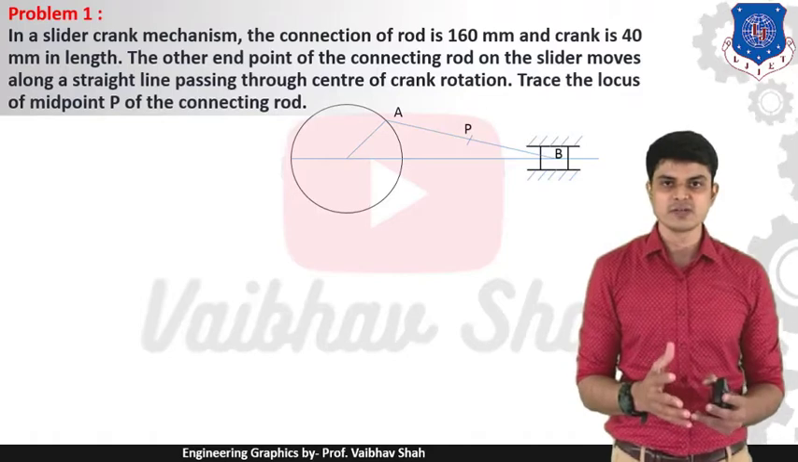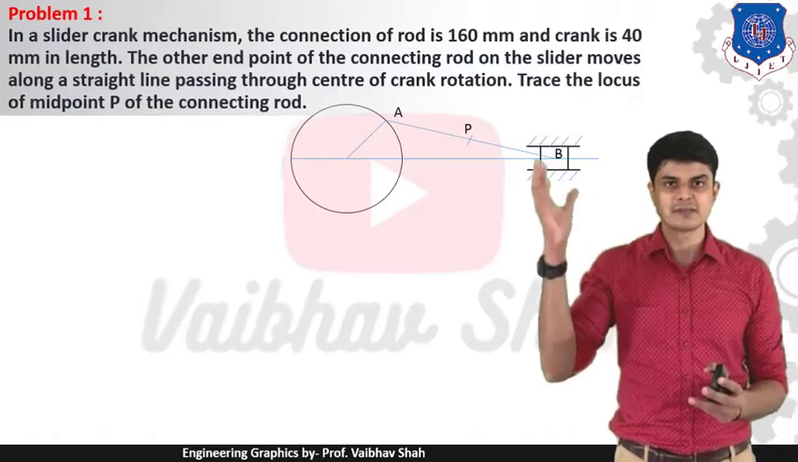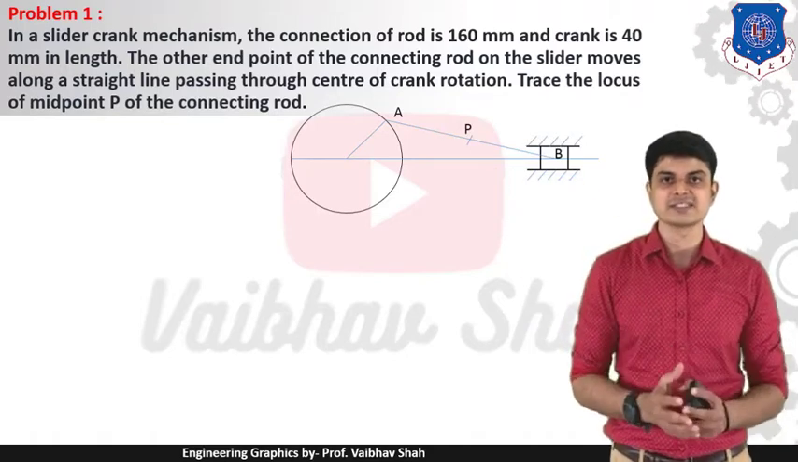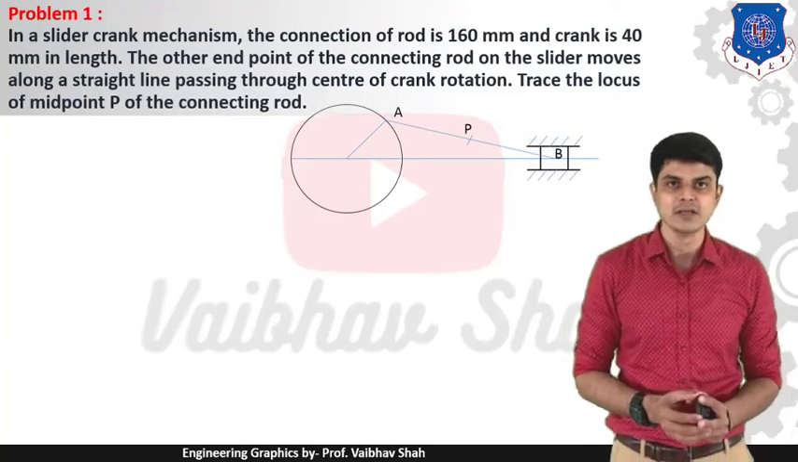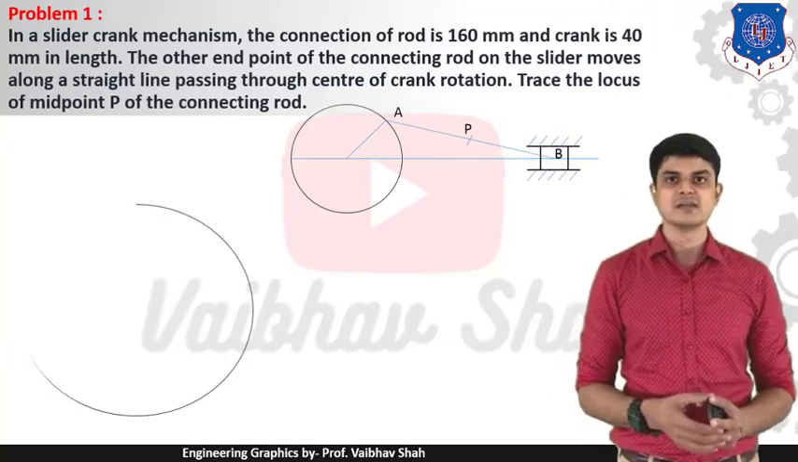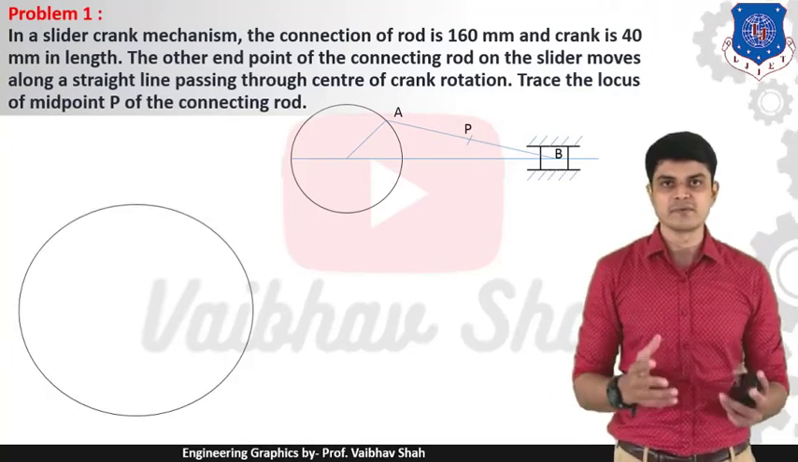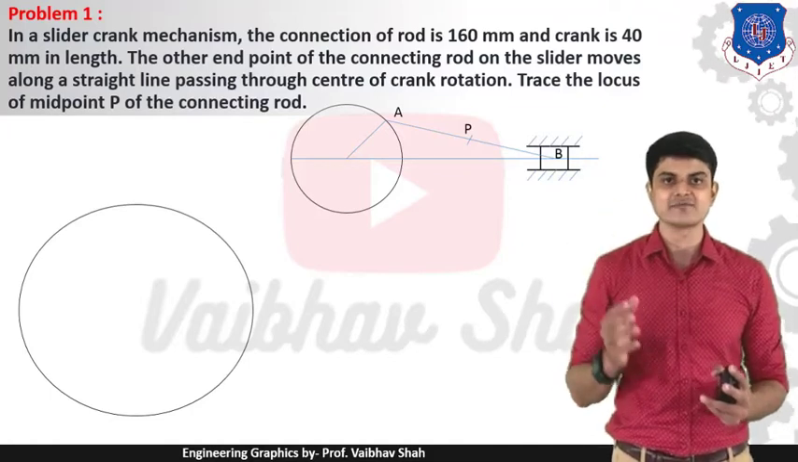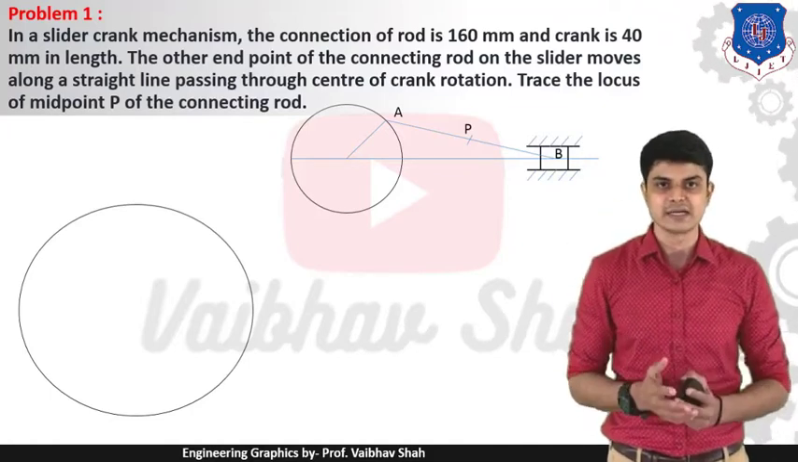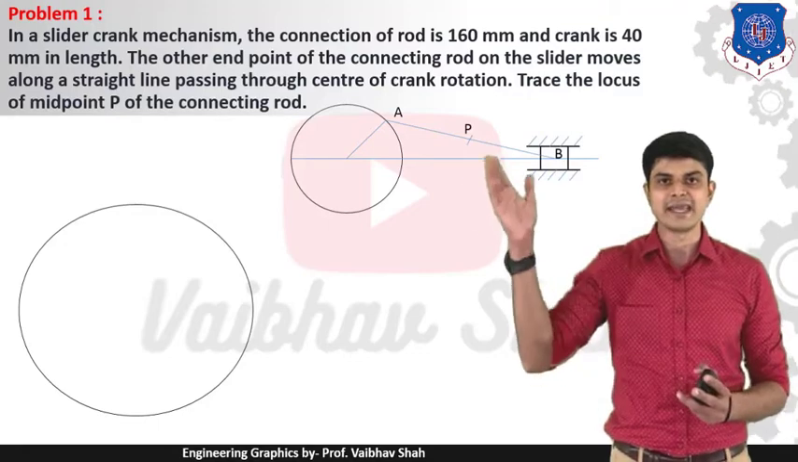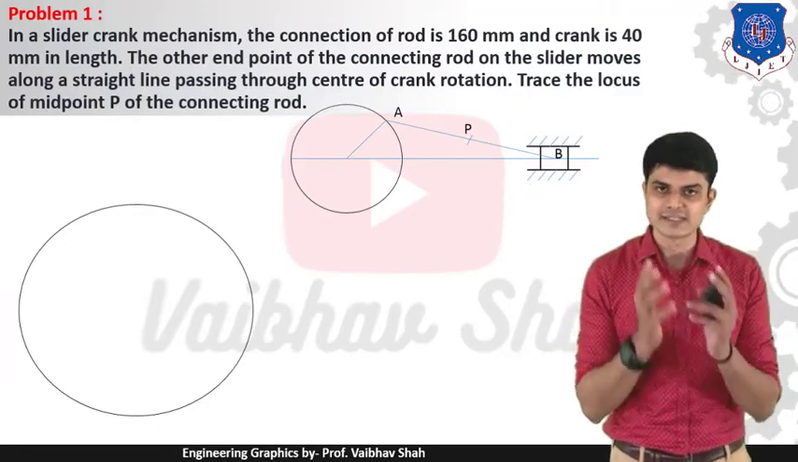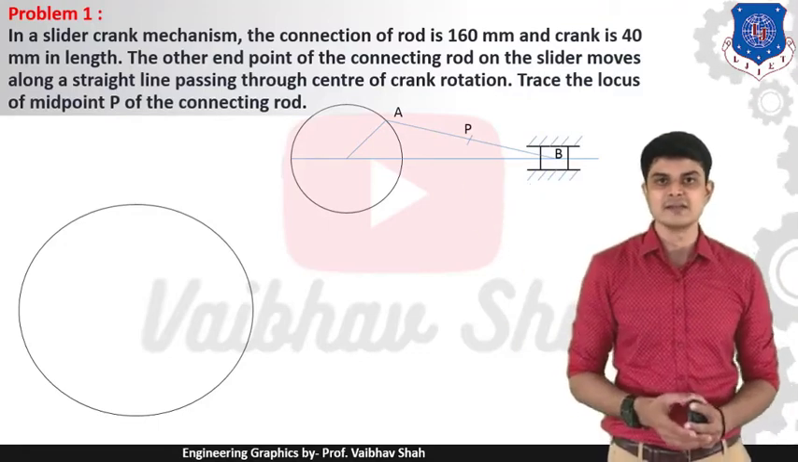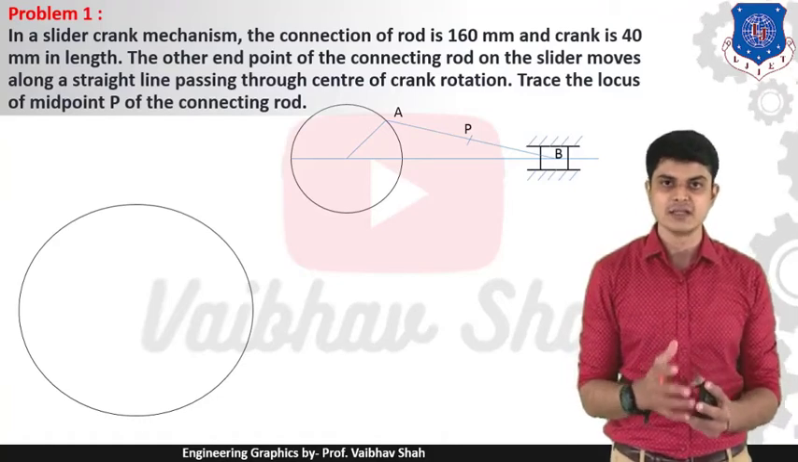Now, whenever this example, this diagram is given, we need to first draw this diagram in order to start the example. So let us first draw one circle with the radius equal to 40 mm. Why? Because it is said that the crank is 40 mm. So crank is the smallest link. The link from your point A to your center is nothing but your crank.